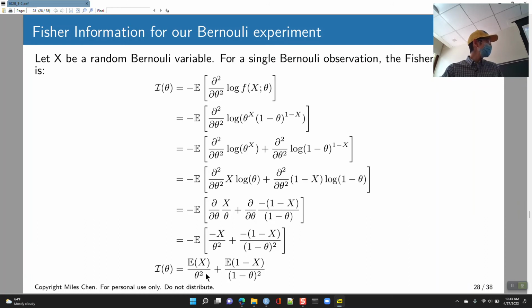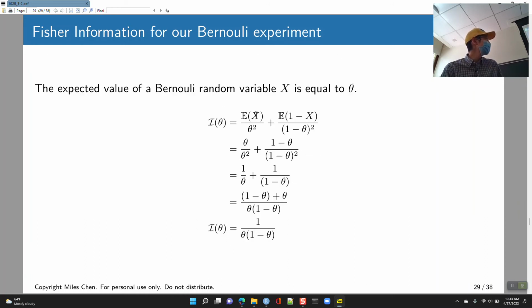What is the expected value of x? For a Bernoulli random variable, the expected value of x is theta. The expected value of 1 minus x would be 1 minus theta. And so I get 1 over theta plus 1 over 1 minus theta, and I can combine these. The information that one observation provides would be 1 over theta times 1 minus theta. That would be the Fisher information, the negative expected value of the second derivative of the log likelihood function for this Bernoulli random variable.